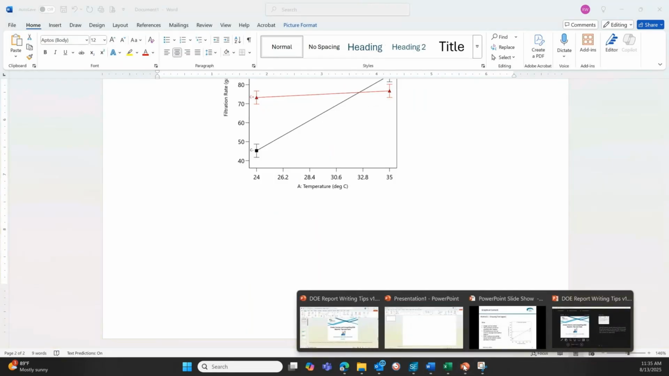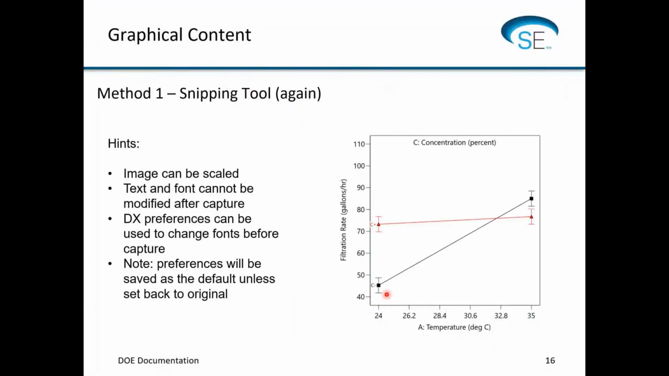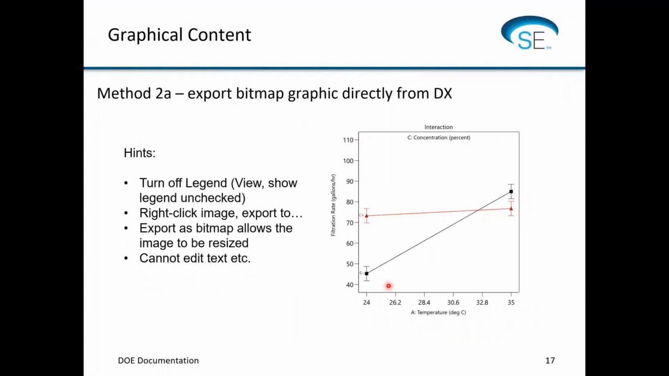So let me go back to my slides. Okay, so we turn the legend off, right click, export as bitmap. You can't edit the text, but as long as you edit the text the way you want it before you export it, using the features within the software itself, you'll make a reasonably attractive image.